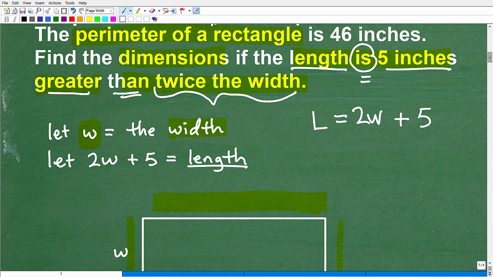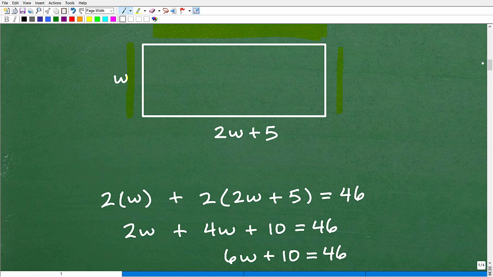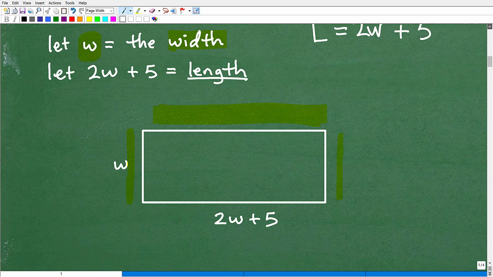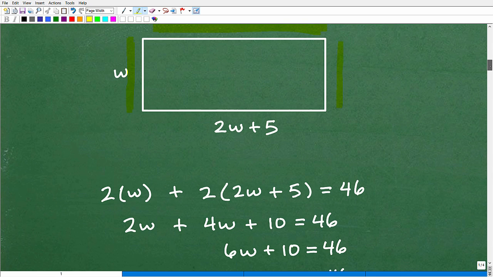And now I can see this graphically here in my figure. If I was your math teacher and you were turning your math test in to me, I would want to see this setup right here. And you have to tell me what the variables represent. Let W equal the width and let 2W plus 5 equal the length. And here it is in my diagram. Now we're ready to figure out what the perimeter is.